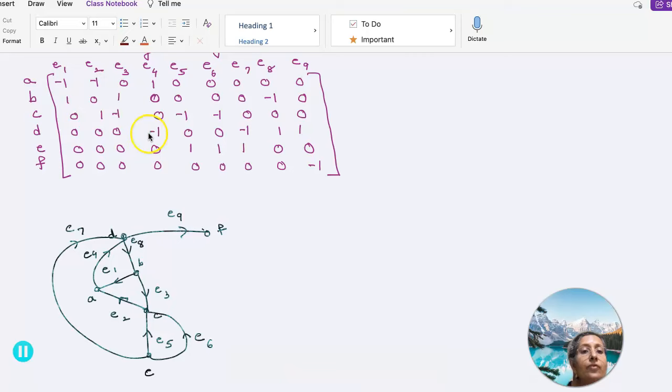If you look at D, E4 is directed towards D. So I have marked D here. E7 is directed towards D. E8 is directed away from D. And E9 is also directed away from D. If you look at E, E5 is directed away from E. E6, E7 are all directed away from E. And if you look at F, E9 is directed towards F. So you can again arrange it in any order.